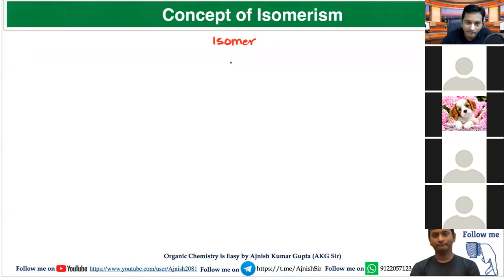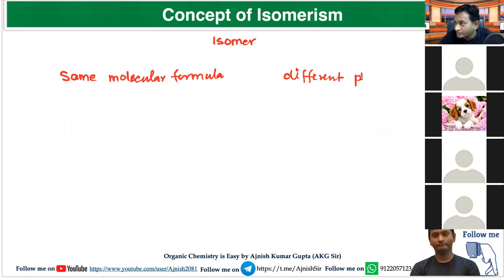Same formula but different structure. No, no. First, two or more than two compounds which have the same molecular formula but have different physical and chemical properties. It may be different in physical, but it may be different in chemical, or both.